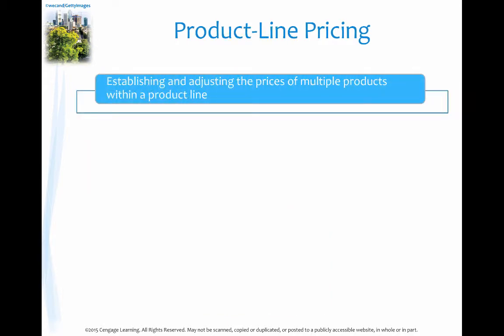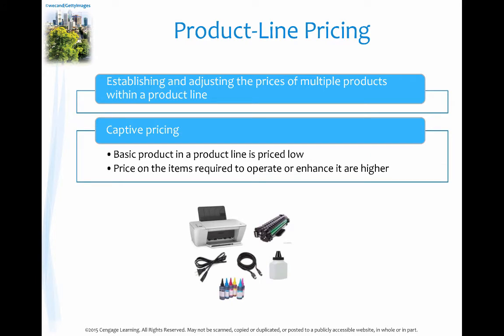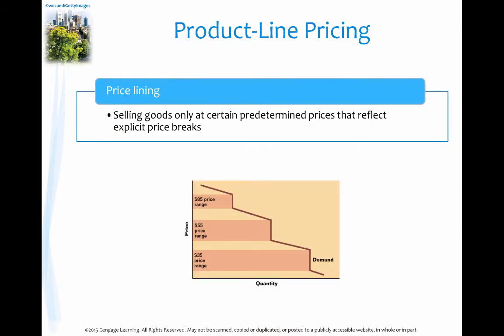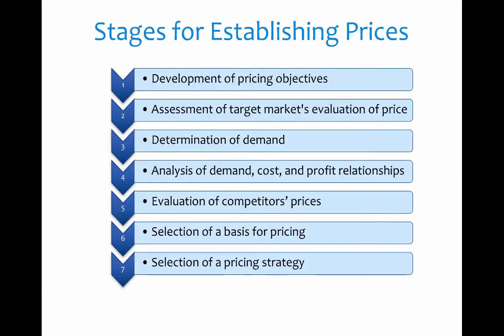Product line pricing establishes and adjusts the price of multiple products within a product line. This strategy includes captive pricing, in which the marketer prices the basic product in a product line low and prices related items higher. With premium pricing, prices on higher quality or more versatile products are set higher than those on other models in the product line. Price lining is when the organization sets a limited number of prices for selected groups or lines of merchandise.